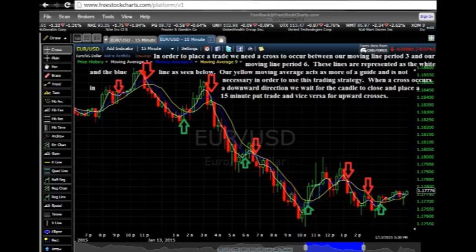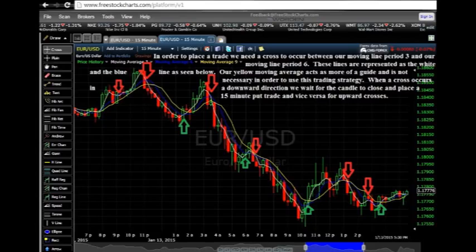We need to wait for a cross to occur between our moving average line period 3 and our moving average line period 6. These lines are displayed as the white and blue lines seen below. Our yellow moving average line acts more as a guide to us. I'll be honest, you don't really need it. I just like to have it so I can see the overall direction and get a better idea of which way the asset is going to be heading.